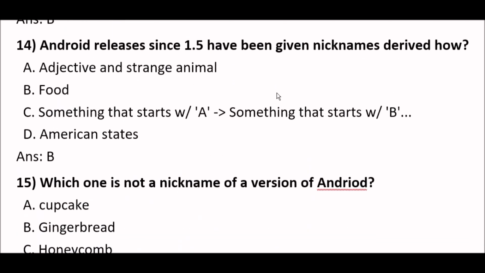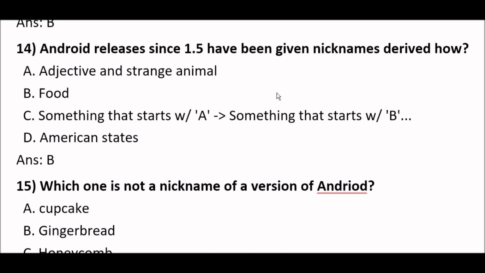Next question. Android releases since 1.5 have been given nicknames derived how? Option A, adjective and strange animal. Option B, food. Option C, something that starts with WA tends to something that starts with WV. And option D, American states. Right answer is option B, food. Android releases since 1.5 have been given nicknames derived from foods. For example, Nougat, Kit Kat, Marshmallow and many more. So they all are nicknames of Android versions derived from food.